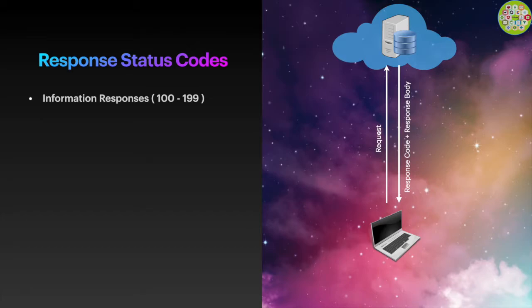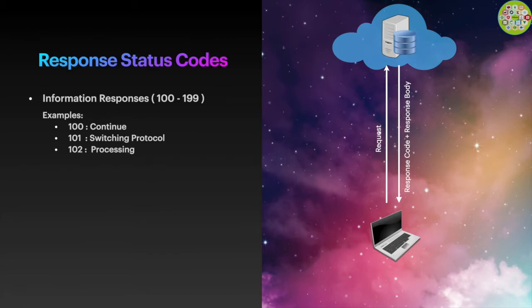responses. So the first HTTP status code we have is 100, that is continue. This interim response indicates that everything so far is okay and the client can continue with the request. So the second one is 101, that is switching protocol. This code is sent in response to an upgrade request header from the client and indicates the protocol the server is switching to. The third one is 102, that is processing.